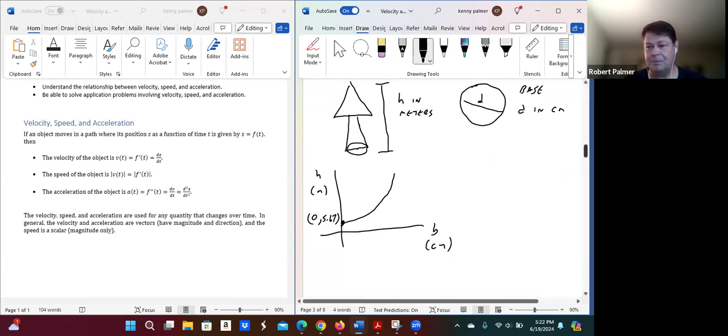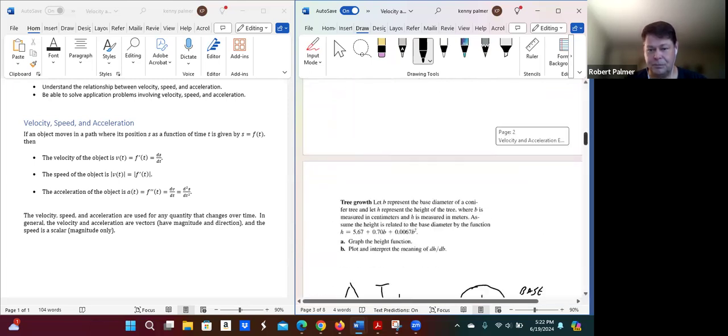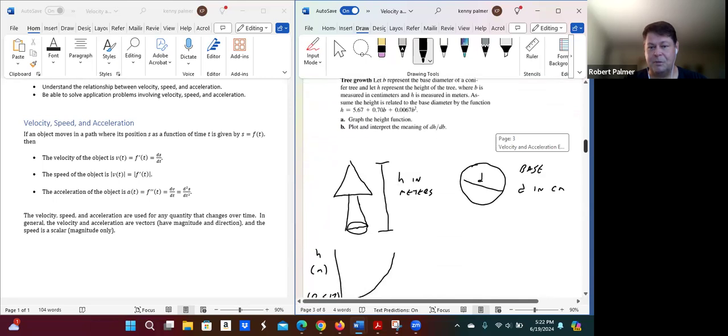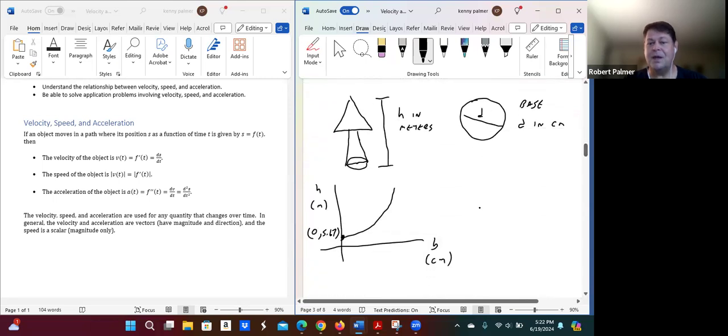Okay, now graph the height function. So what this says is the base diameter increases in a quadratic way. As the base diameter increases, the bigger the base is, the height actually increases quadratically from that. Okay, then part B, this is part A.